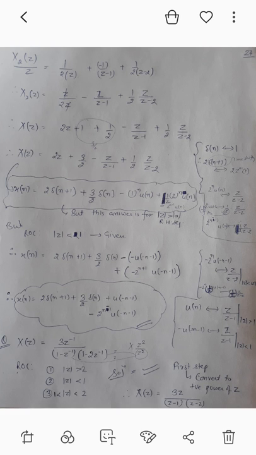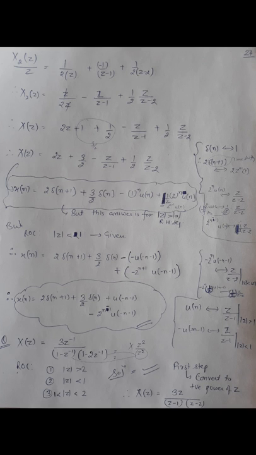Now you have to solve one question: X(z) is equal to 3z inverse upon (1 minus z inverse) into (1 minus 2z inverse). Here 3 ROCs are given. Take care of this: mod of z greater than 2, mod of z less than 1, or mod of z greater than 1 but less than 2. Find out x of n for all the cases, all the 3 cases.